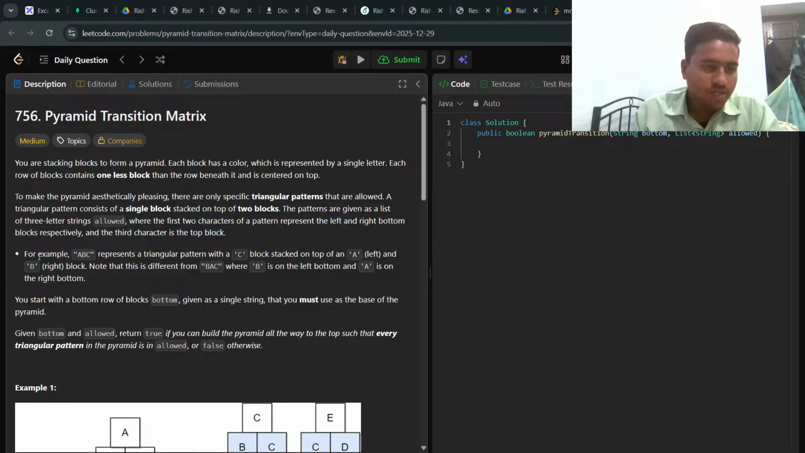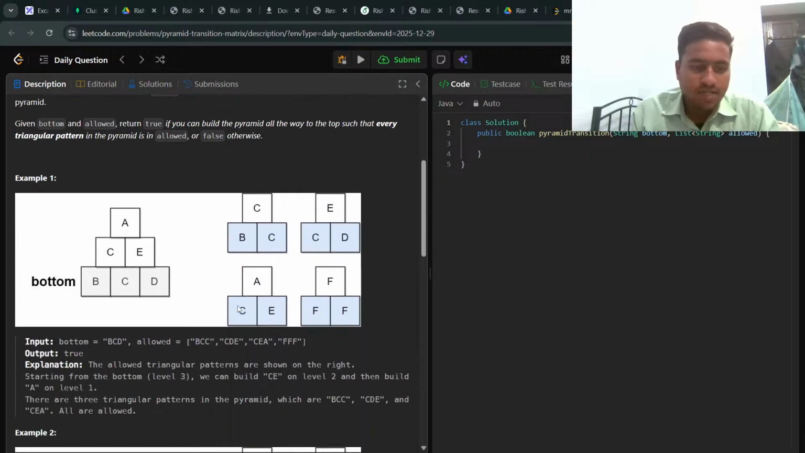For example, ABC represents the triangular pattern with a C block stacked on top of A on the left and B on the right. Note that it is different from BAC, where B is the left bottom and A is on the right. So BC and CB are different, because the first character represents the left side, the second the right side, and the third the top of both blocks.